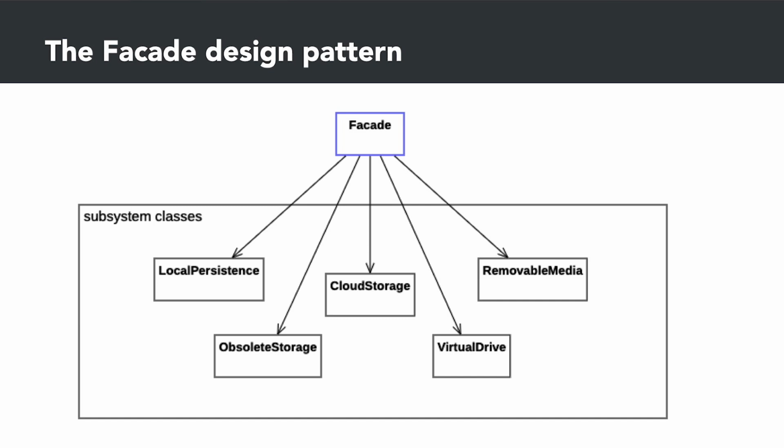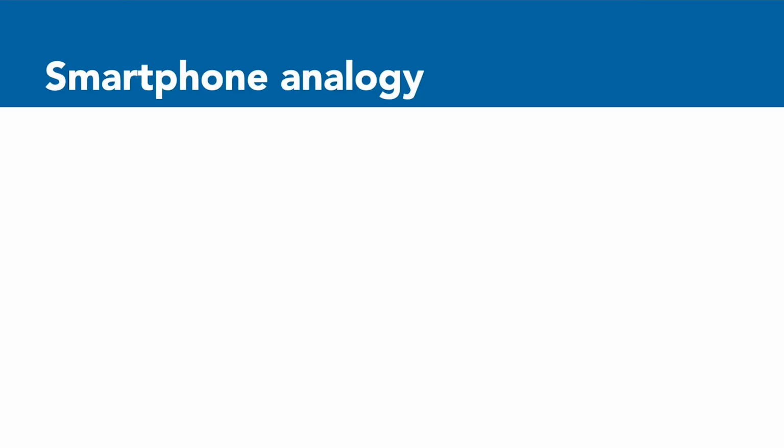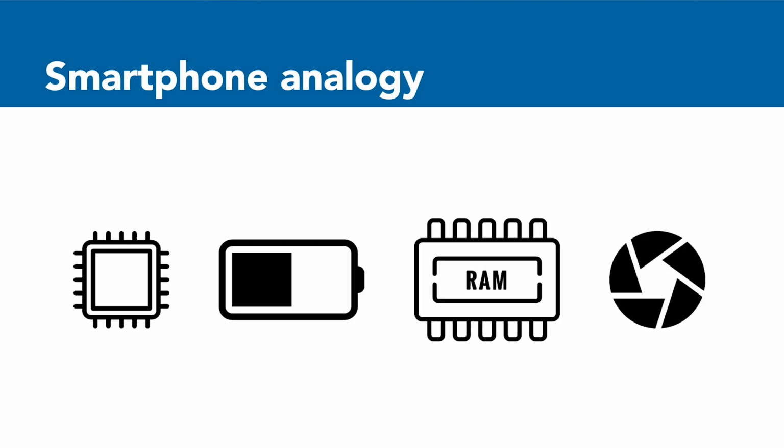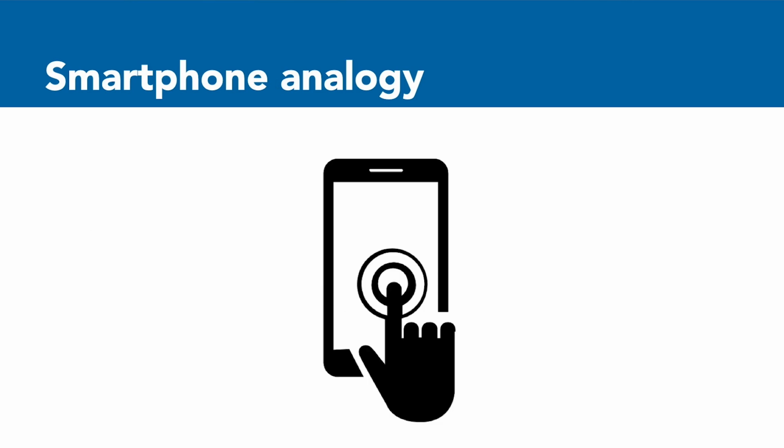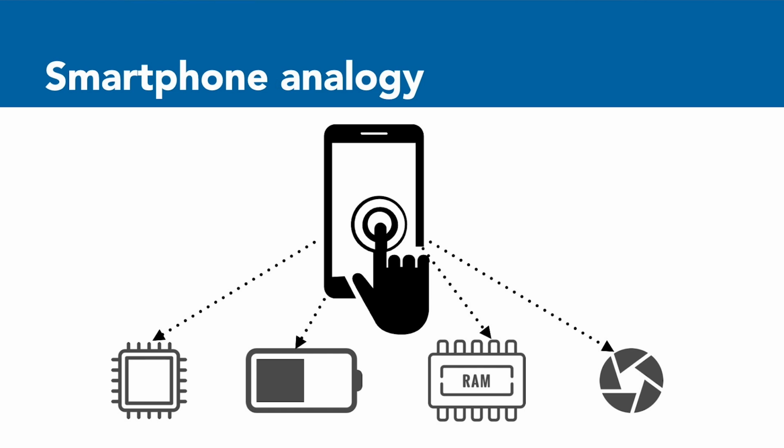Consider a smartphone. A smartphone has many parts, such as a processor, battery, memory, cameras, and more. As users, we don't need to understand how each part works. Instead, we can use a single interface, the touchscreen. The touchscreen is a good analogy for the facade. It provides a simple, unified interface to access the features of our smartphone.